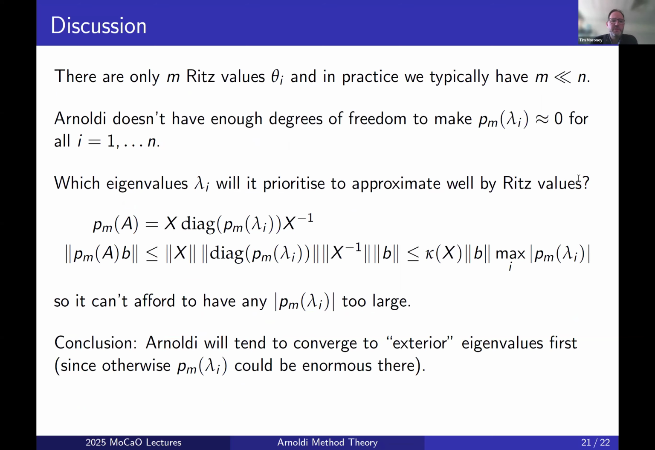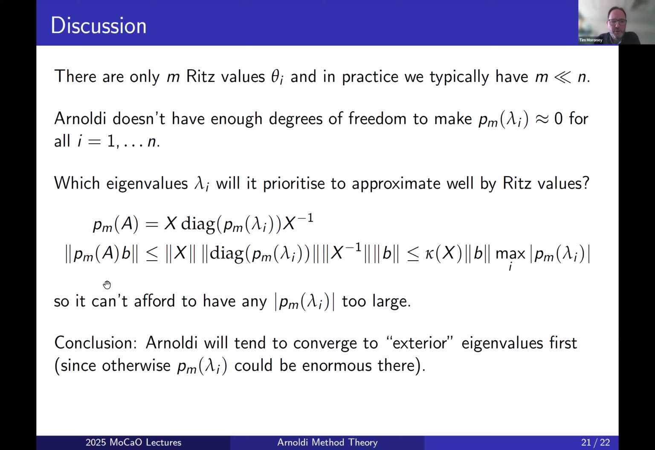Trouble is, you don't have enough degrees of freedom. You only have m Ritz values, and in practice, we typically have m much less than n. So Arnoldi just doesn't have the ability to make Pm of lambda i approximately zero for all of the eigenvalues, so it has to prioritize. And which ones will it prioritize? Well, the ones at the exterior, or the extremities.